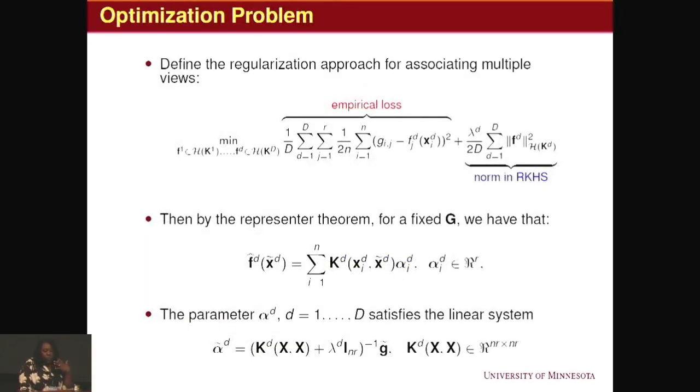So then we can define a regularization approach to associate the different data sets by minimizing the sum of an empirical loss plus the norm in the RKHS. The first term approximates the data using the shared component using the functional form, and the second term models the complexity of the function using the norm in the RKHS.